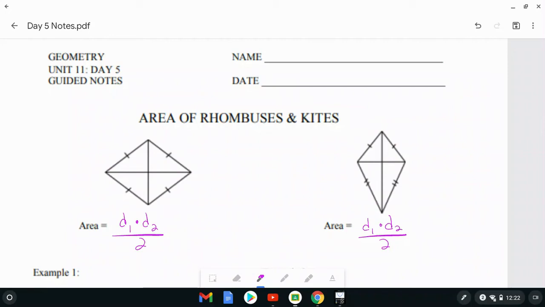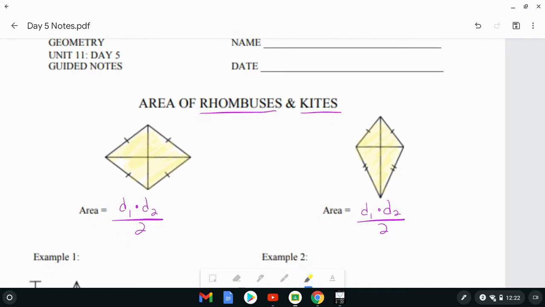For chapter 11, day 5, we're adding in two new shapes. Again, we're finding the areas of these shaded regions. This time we are going to be finding the area of rhombuses and kites. We've already been introduced to these shapes and worked with them in the past. The nice thing about these two shapes is their area formulas are the same.